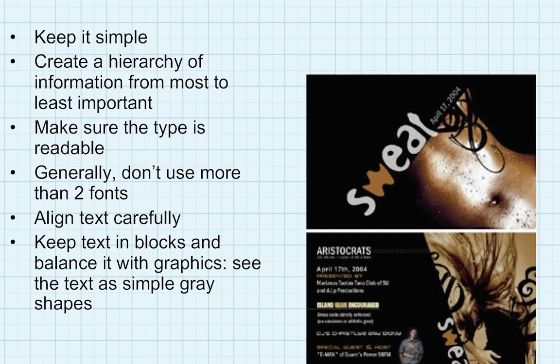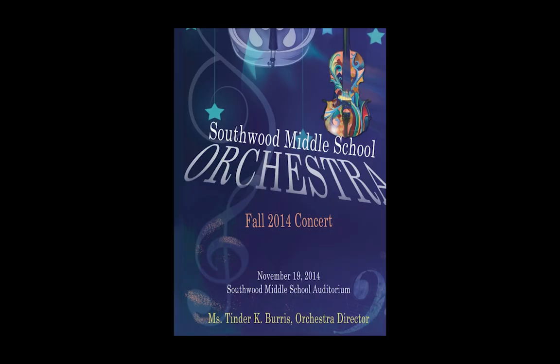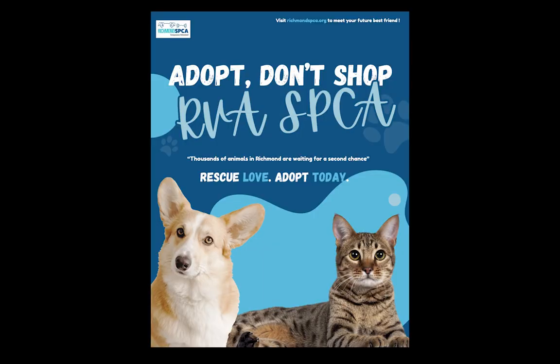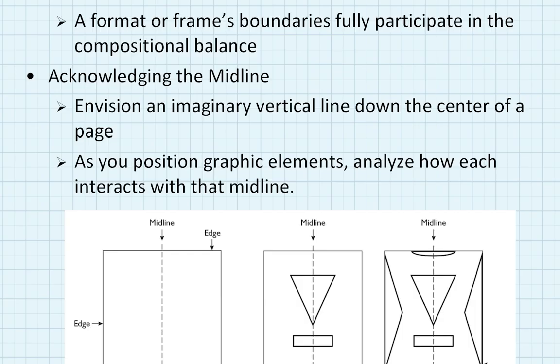So there are several guidelines you want to follow when laying out pages. You want to keep it simple, avoid clutter, create a hierarchy of information from the most to the least important. Make the most important information obvious by using larger typefaces, brighter colors, that sort of thing. You always have to respond to the edges of the format.